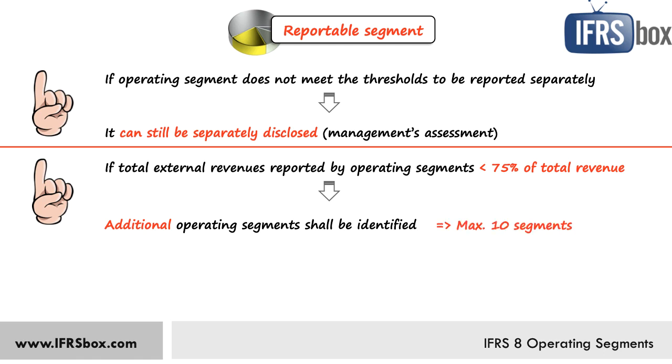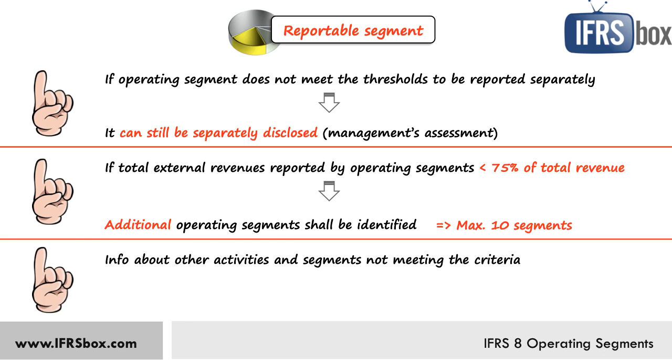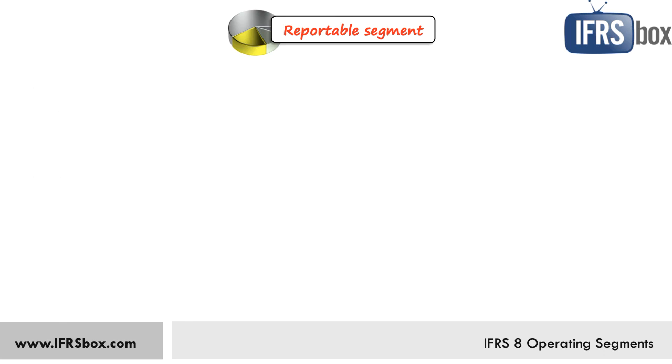Well, in this case, if the number of segments is greater than 10, the entity should really consider if the practical limit was reached. Information about other business activities and operating segments that are not reportable because they do not meet the reportability criteria shall be combined and reported in the all other segments category.